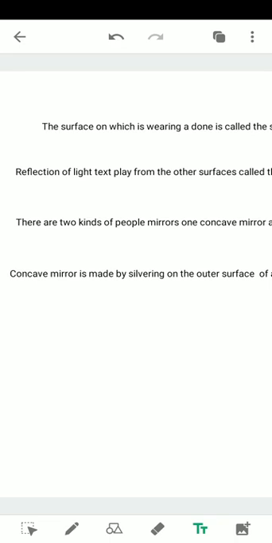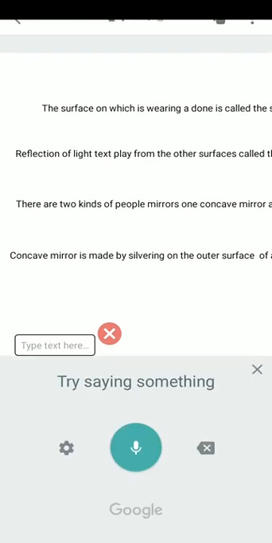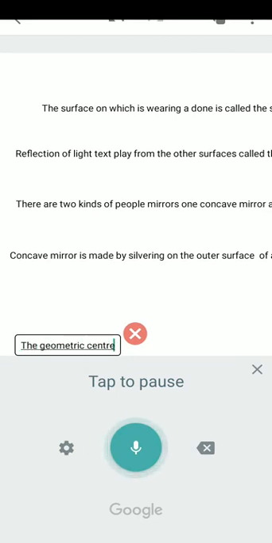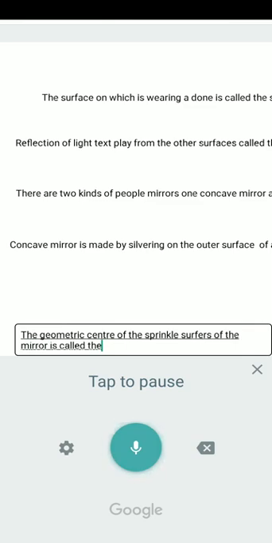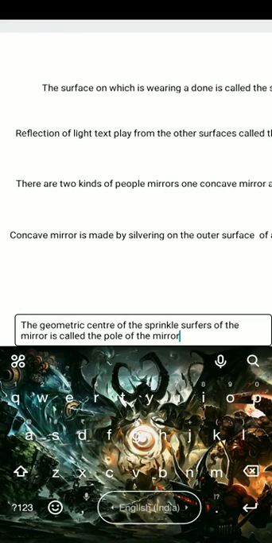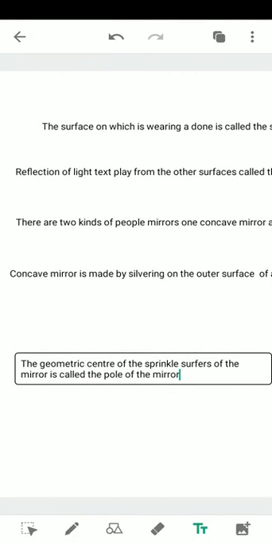So let us try to understand pole. I hope the text speech will work. So let us start. The geometric center of the spherical surface of the mirror is called the pole of the mirror. To some extent it worked. So this is how we can define the pole.